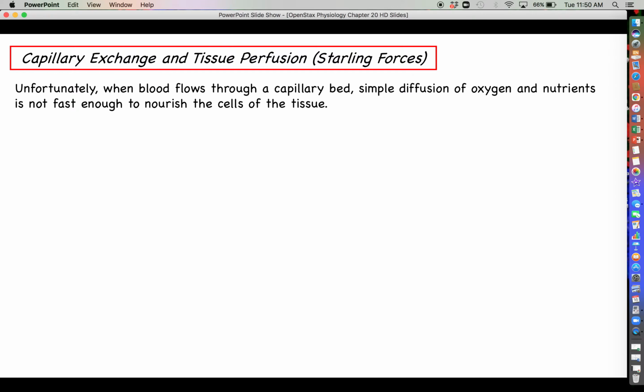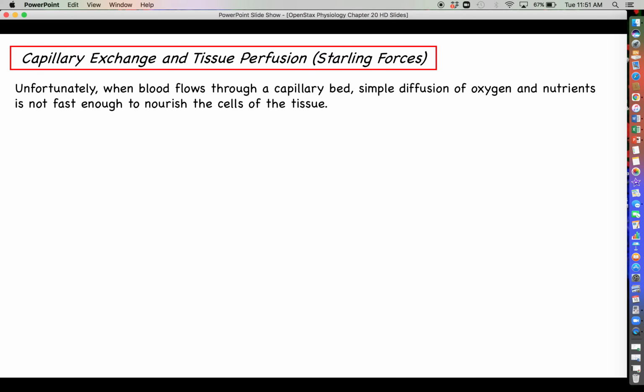Okay, so when it comes to the exchange of materials between the blood and the interstitial fluid in the tissues and in the capillary beds, it's not just about exchanging water, obviously. So you have to also consider things like oxygen, food molecules like glucose and fatty acids and amino acids and things like that. So it turns out that when blood flows through a capillary bed, even though the blood flow is going to be slow in the capillary bed, as we discussed in an earlier video, we can't just rely on the simple diffusion of these things from the blood plasma and into the cells.